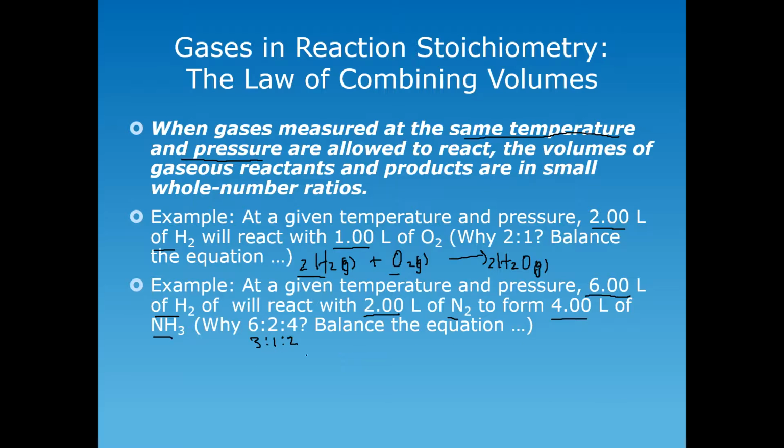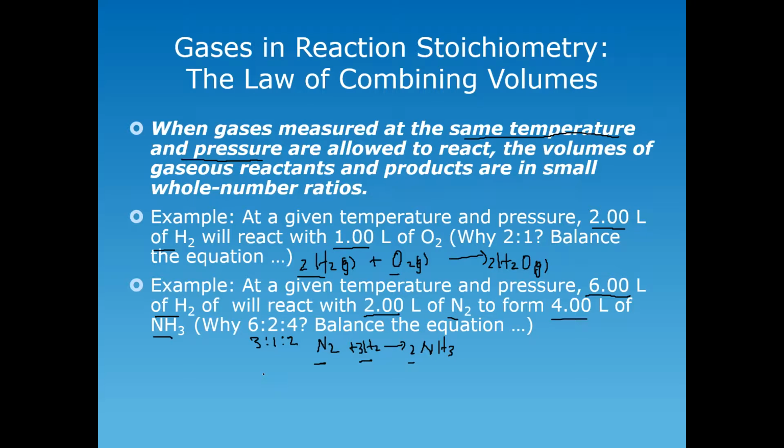And if you write down the equation for this reaction, let me put it here. The equation would be N2 plus H2 to give NH3. And to balance this, we're going to need a 2 here and a 3 here. So the 3-to-1-to-2 ratio between the hydrogen, the nitrogen, and the ammonia is the same.